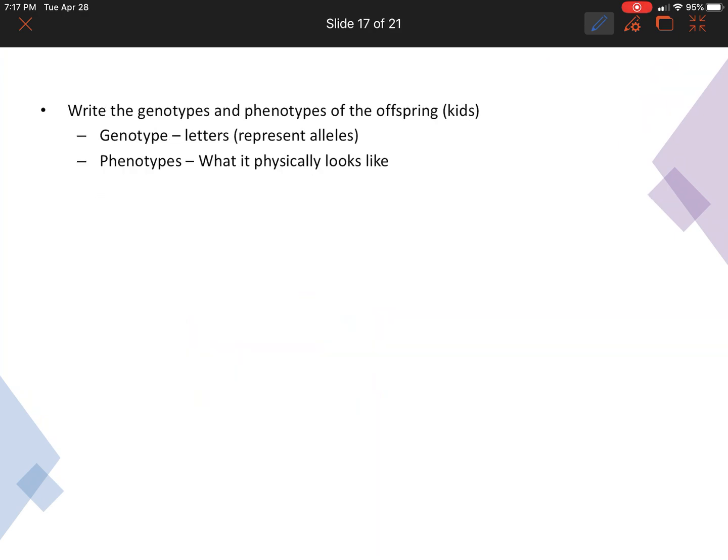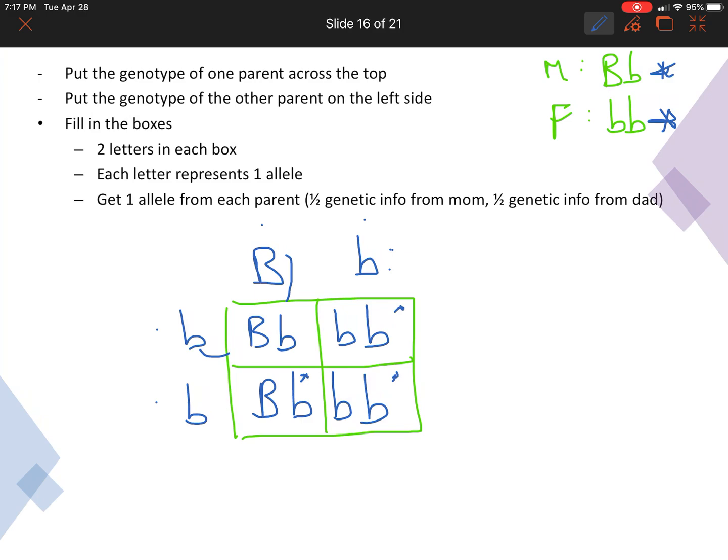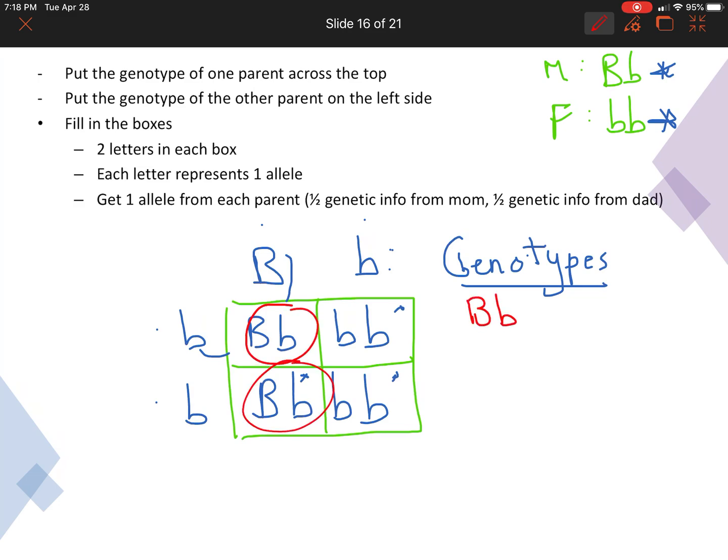Now, next step, you're going to write the genotypes and the phenotypes of the offspring, being the children. So let's do that here. Genotypes. How many choices do we have? What do you see for the different genotypes? Yeah, for genotypes, we've got 2 different types. You can either have heterozygous, and here you would indicate it as a fraction or a percentage. It's your choice.